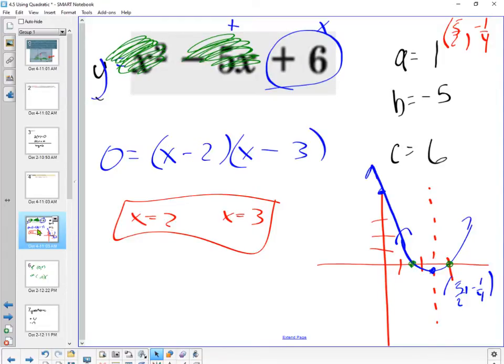Questions on what we've done? So the points for x would be on 2 and 3.